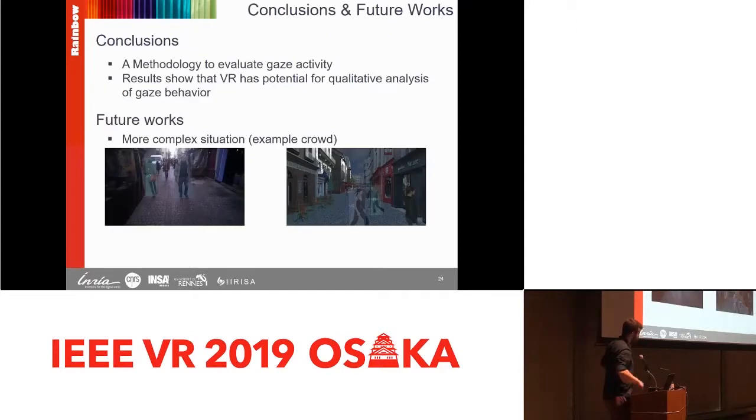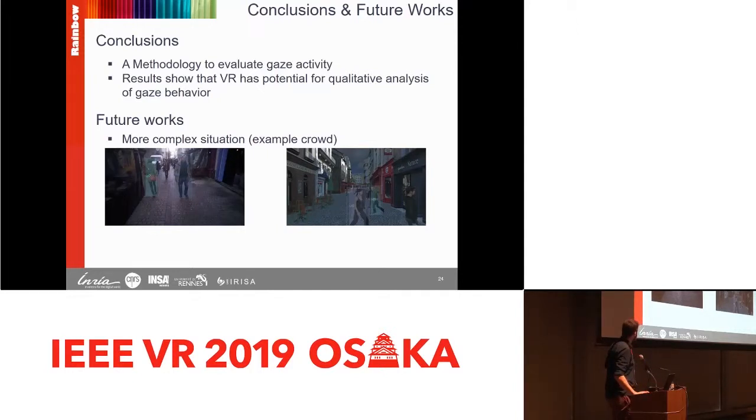Now, regarding conclusion, in this paper we propose a methodology to evaluate gaze activity. Our research shows that VR has potential for qualitative analysis of gaze behavior. When I say qualitative analysis, it's because, as I explained earlier, during the whole interaction we look at the elements in the same proportion. It's the gaze movement which changes. So that's why it has potential for qualitative analysis.